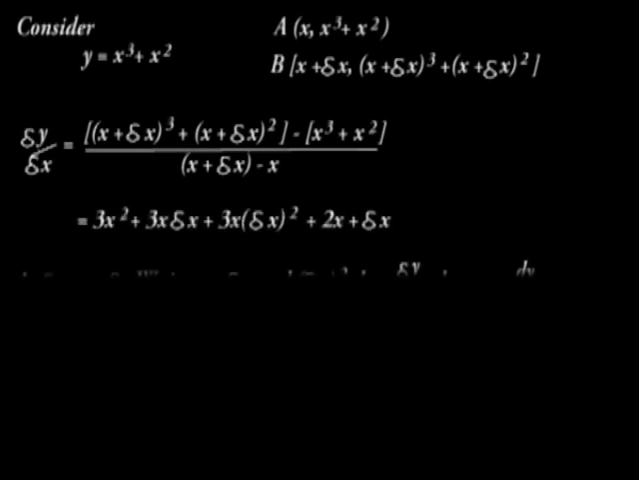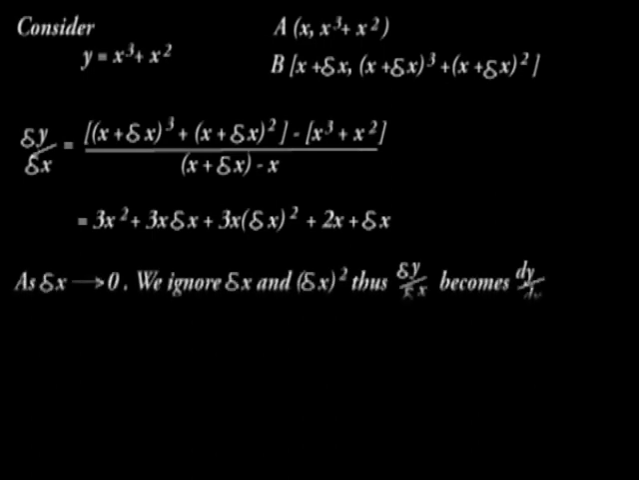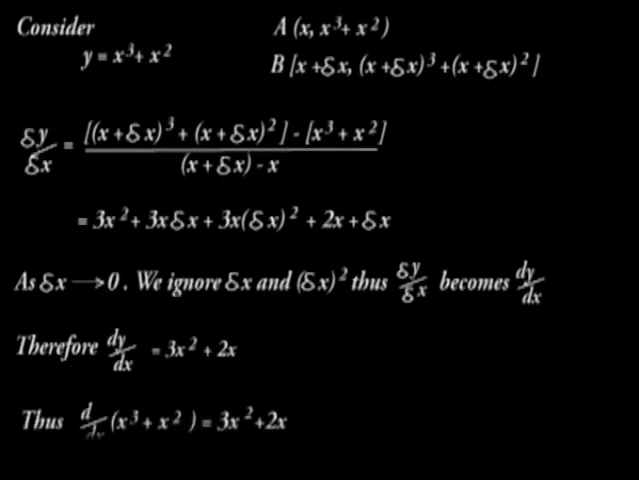As delta x approaches 0, we ignore delta x and delta x squared, and therefore delta y over delta x becomes dy over dx. Therefore, dy over dx is 3x squared plus 2x. Thus, d over dx of x cubed plus x squared is equal to 3x squared plus 2x.